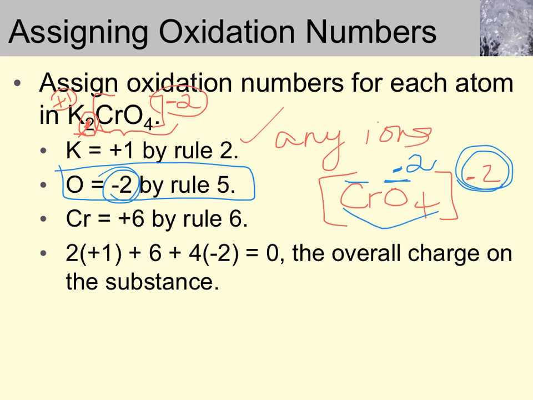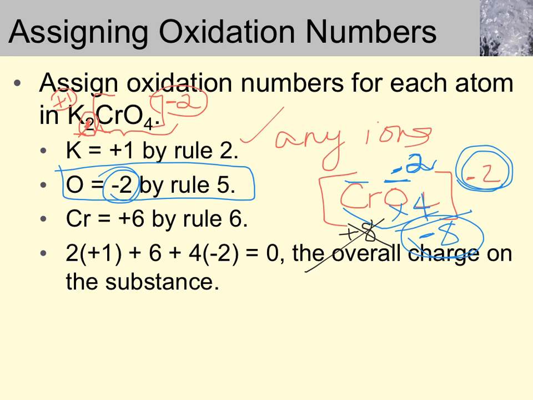So there are 4 oxygens. If each of them has an oxidation number of -2, that means that the oxygens contribute a -8 charge to this species. If the species were neutral overall, that would mean chromium is +8, right? 8 minus 8 is 0.